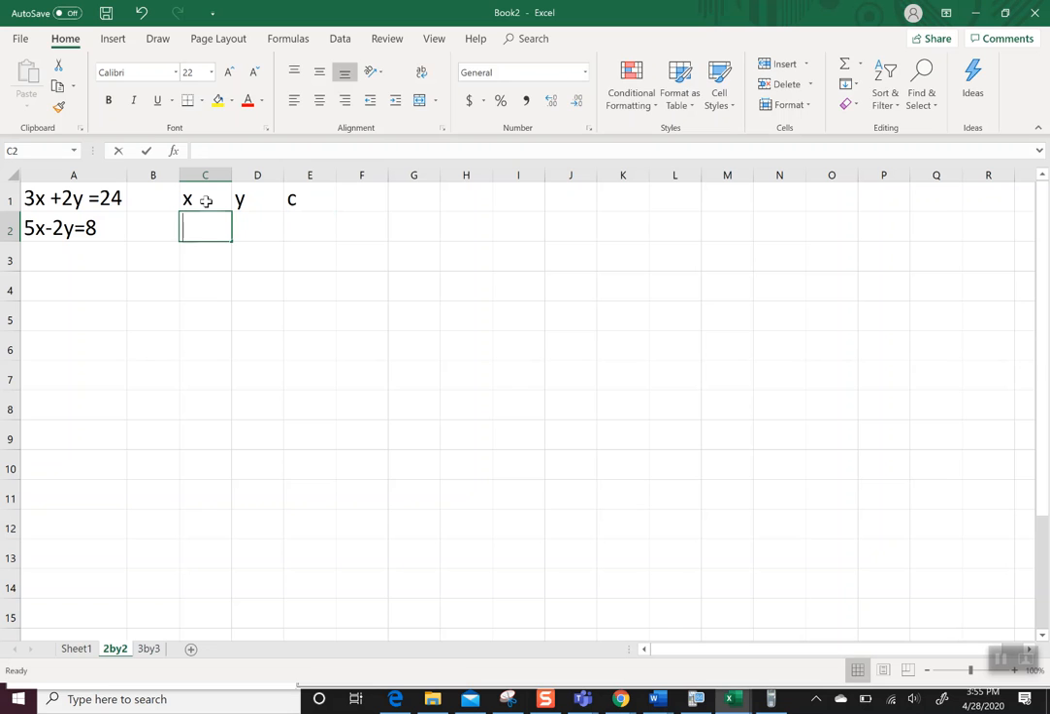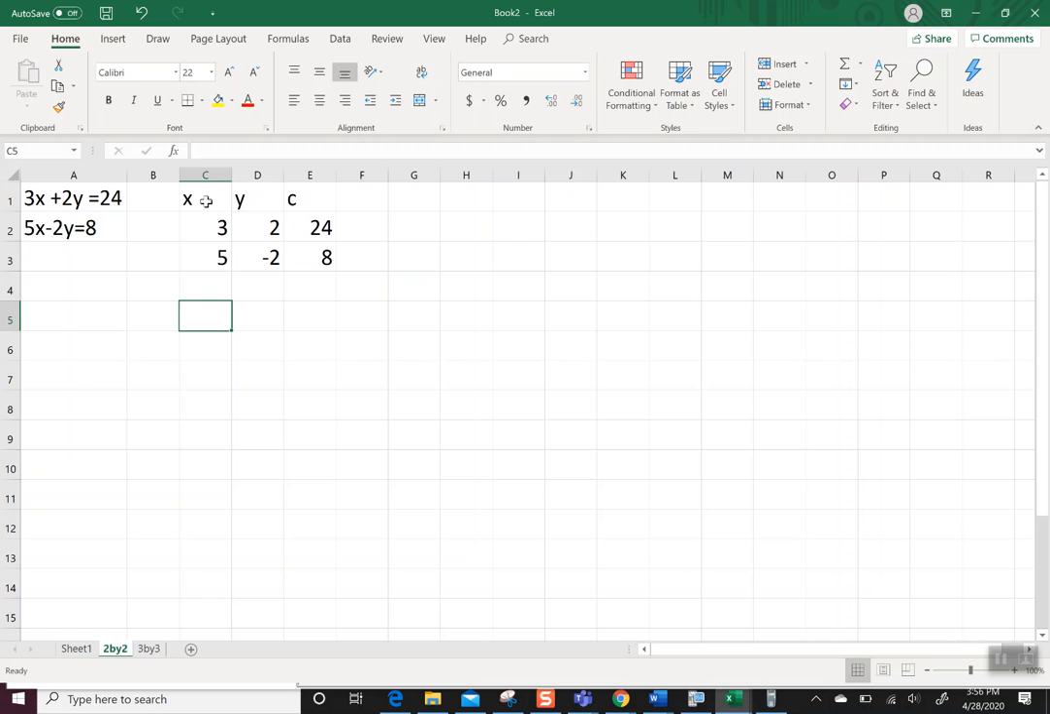So my first line says x, I have 3x, I have 2y, and that gave me 24. So we're just putting the coefficients just like we would do for our matrix. So same thing here, 5x, I put the coefficient 5, negative 2y, I need to put negative 2, and then I say 8. Right. So here's where the magic happens. I want it to spit out an answer for me and tell me what x and y would be. So it's kind of a two-part process.